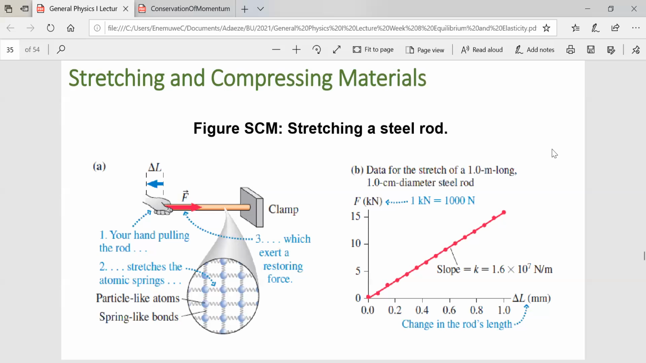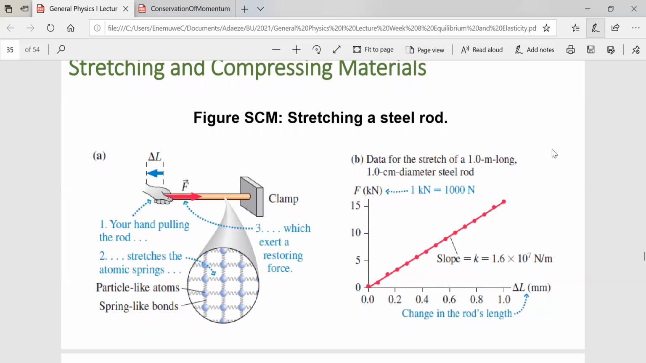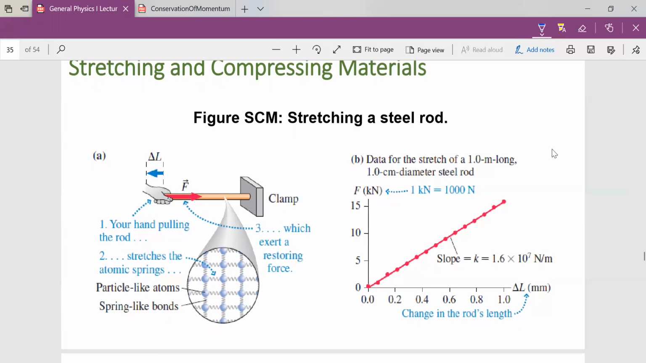As you can see in figure 1, we see the hand pulling the rod on this side. We want to describe the stretch, the change in L. In our last class, we described F as k change in x, but we are using change in L in the same way as change in x, okay? So we have the force, and we have the change in L.